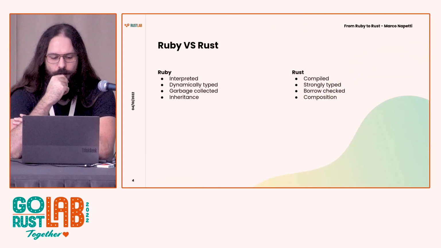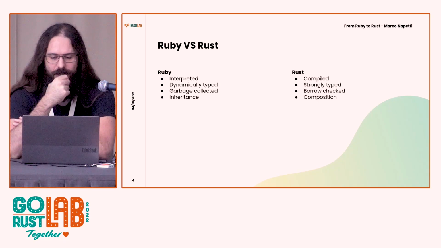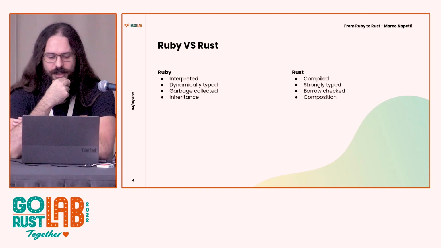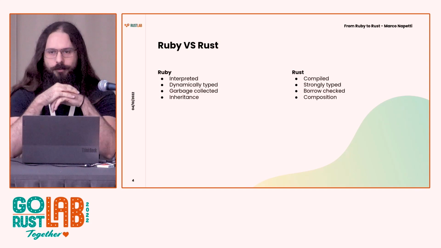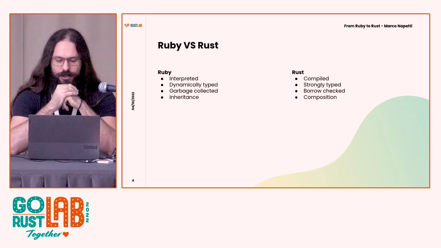Ruby defines itself as a dynamic open source programming language with a focus on simplicity and productivity. It has an elegant syntax that is natural to read and easy to write. Rust defines itself as a language empowering everyone to build reliable and efficient software. The goals of the two languages are quite different. Ruby aims to be simple and easy, while Rust aims to be reliable and efficient.